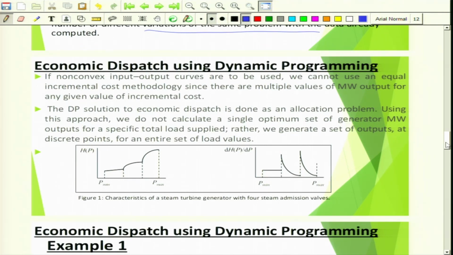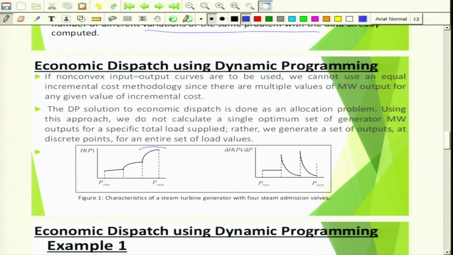Let us say even in a specific generator there could be multiple valves. So you can see here the cost, the heat characteristics or cost characteristics that you get, it's not linear, it's not smooth basically, it's a highly non-convex problem. For non-convex problem, classical methods that we have used like gradient, lambda iteration and Newton's method have some limitations.